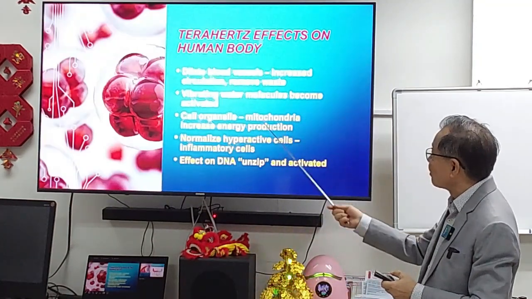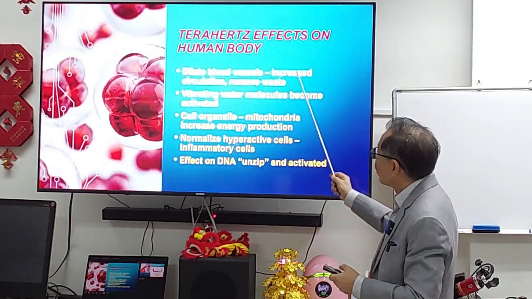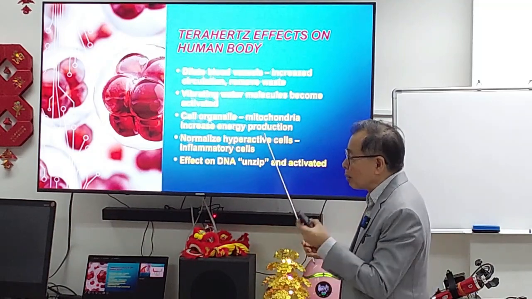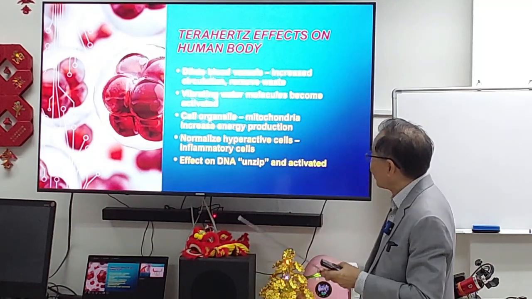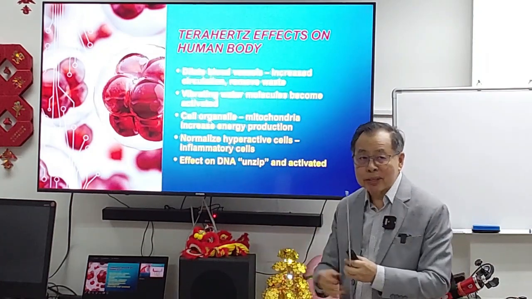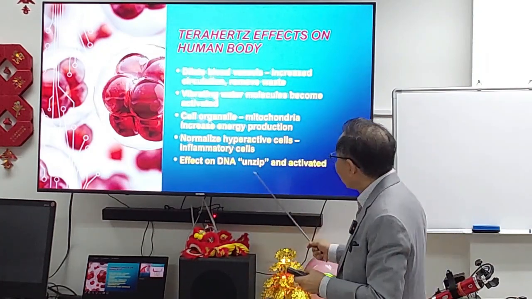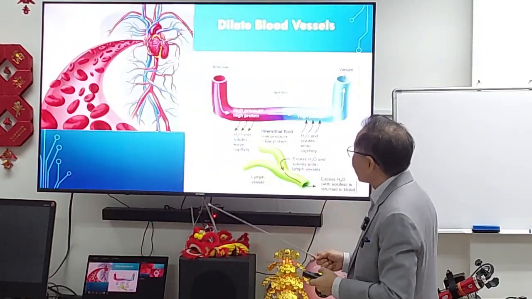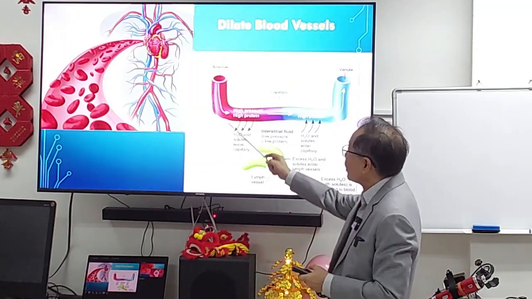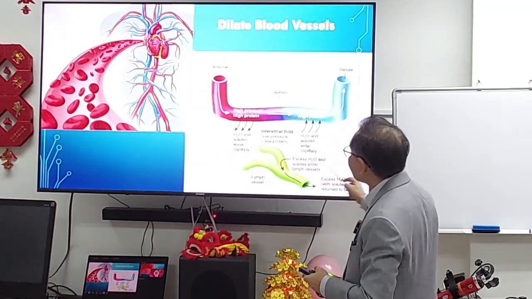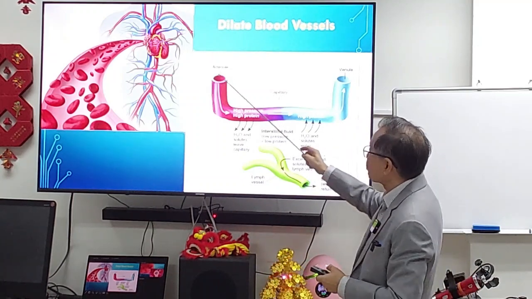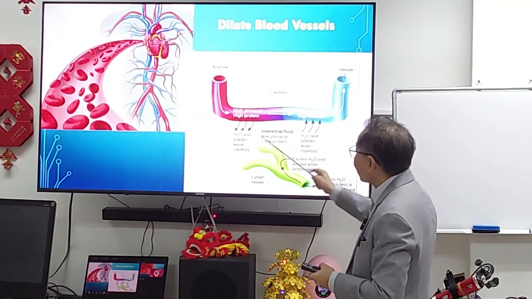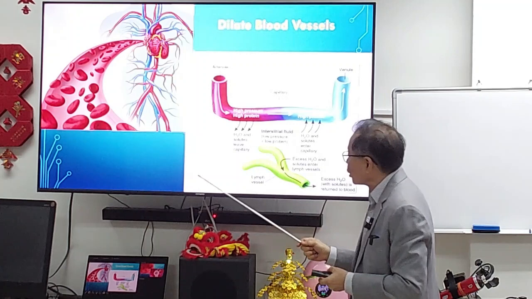So the effects of terahertz can be summed up on this slide. Open up blood vessels, activate water, activate the powerhouse of the cell called the mitochondria, and when hyperactive cells have a lot of inflammation, it can normalize the cells, and then it unzips the DNA. So let's have a look at how it opens up the blood vessels. Now, blood from the heart will reach all parts of your body, and because the heart pumps the blood out, it is under pressure. So at the arterial end, where it is from the heart, there's high pressure and high protein.